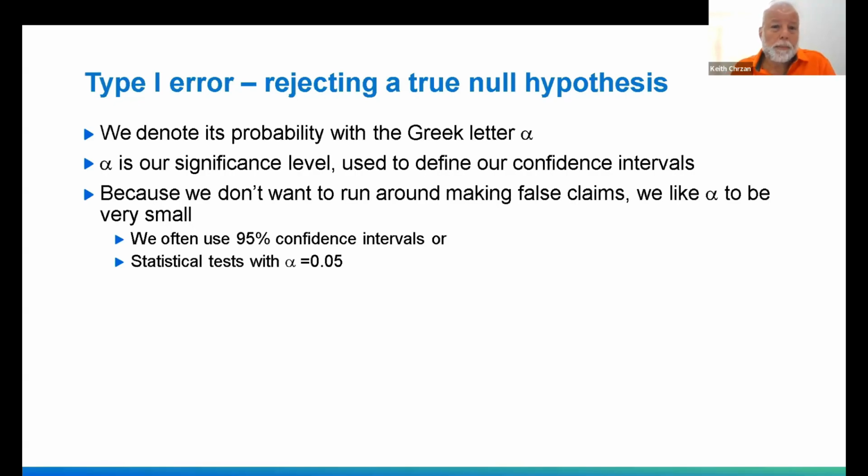We denote this probability with the Greek letter alpha. Alpha you'll also recognize as our significance level. It's something that we use to define confidence intervals. And because we don't want to run around making false claims, we like alpha to be really small, which is why we talk about 95% confidence intervals or statistical tests with a 5% error rate. Alpha equals 0.05.